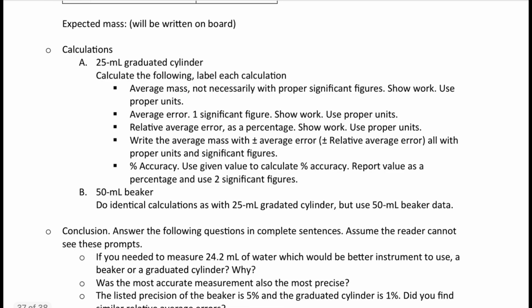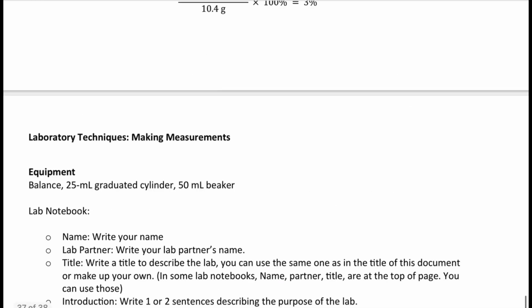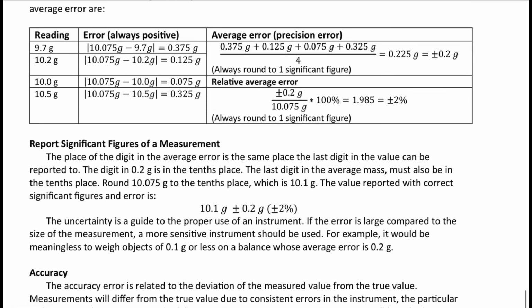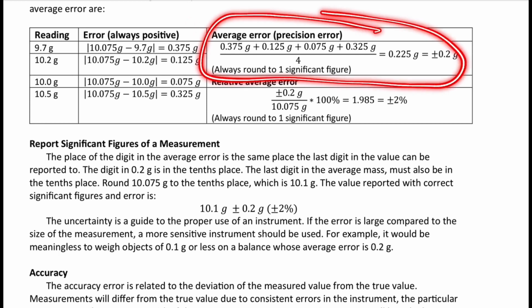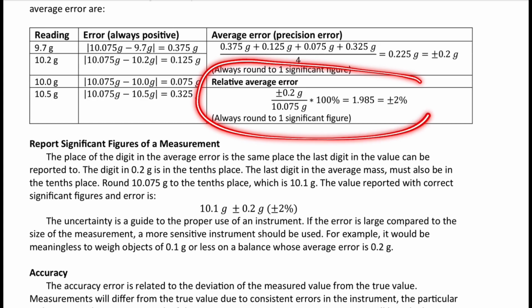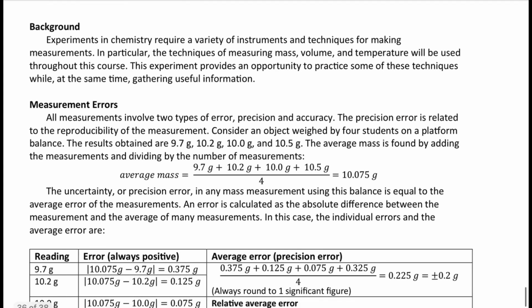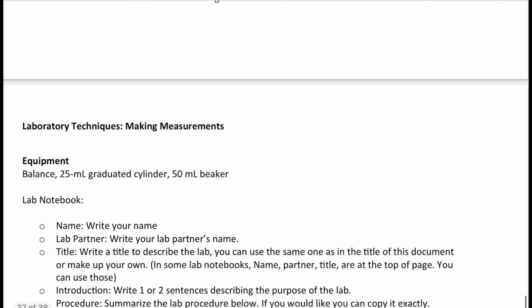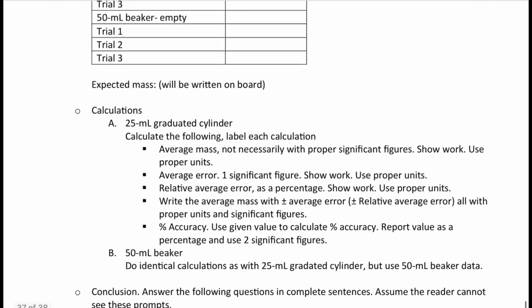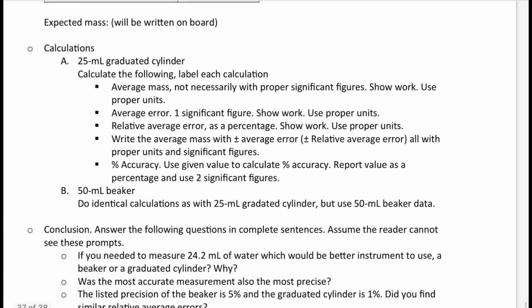And when you're doing this, I want you to label each section. So in my work, I've labeled that I'm calculating average error here. I've labeled that I'm calculating relative average error. I've labeled that I'm calculating average mass. So don't just have numbers appear on your paper. It should be clear where those numbers are coming from.